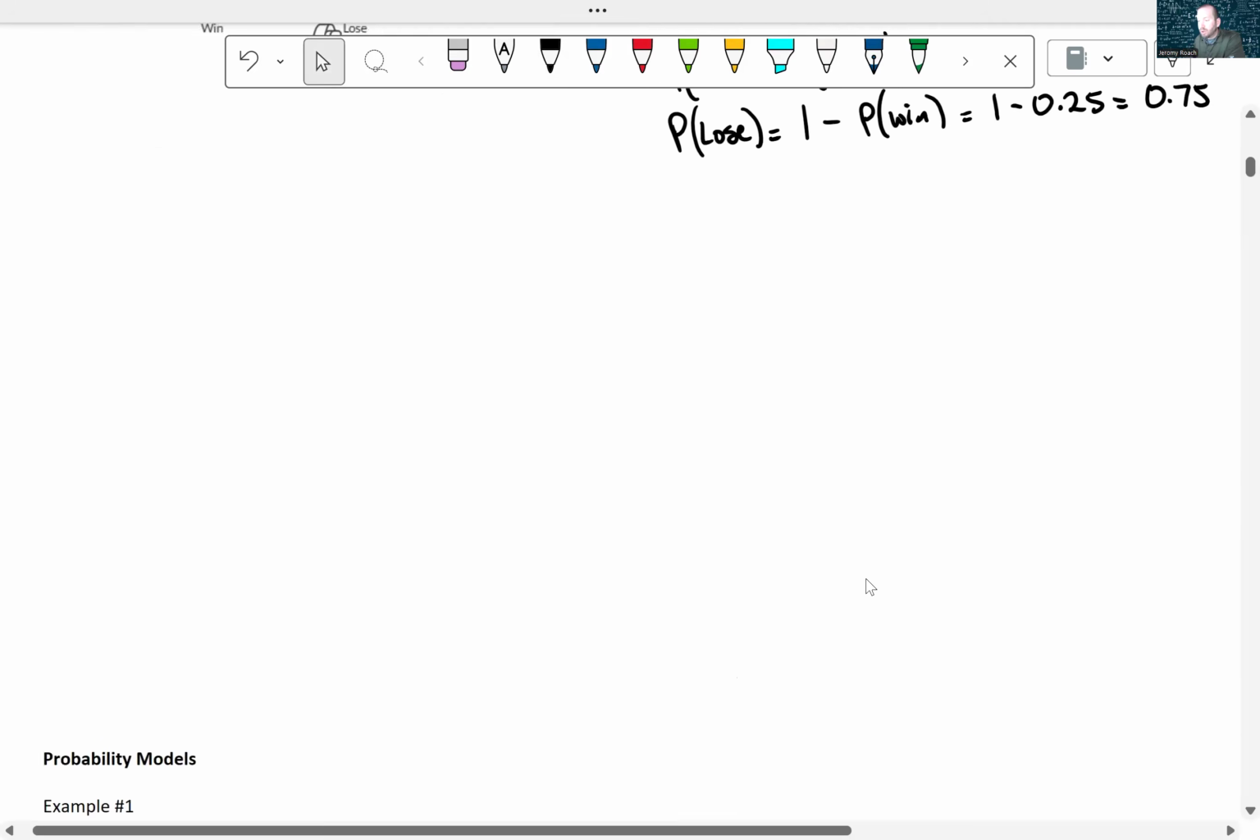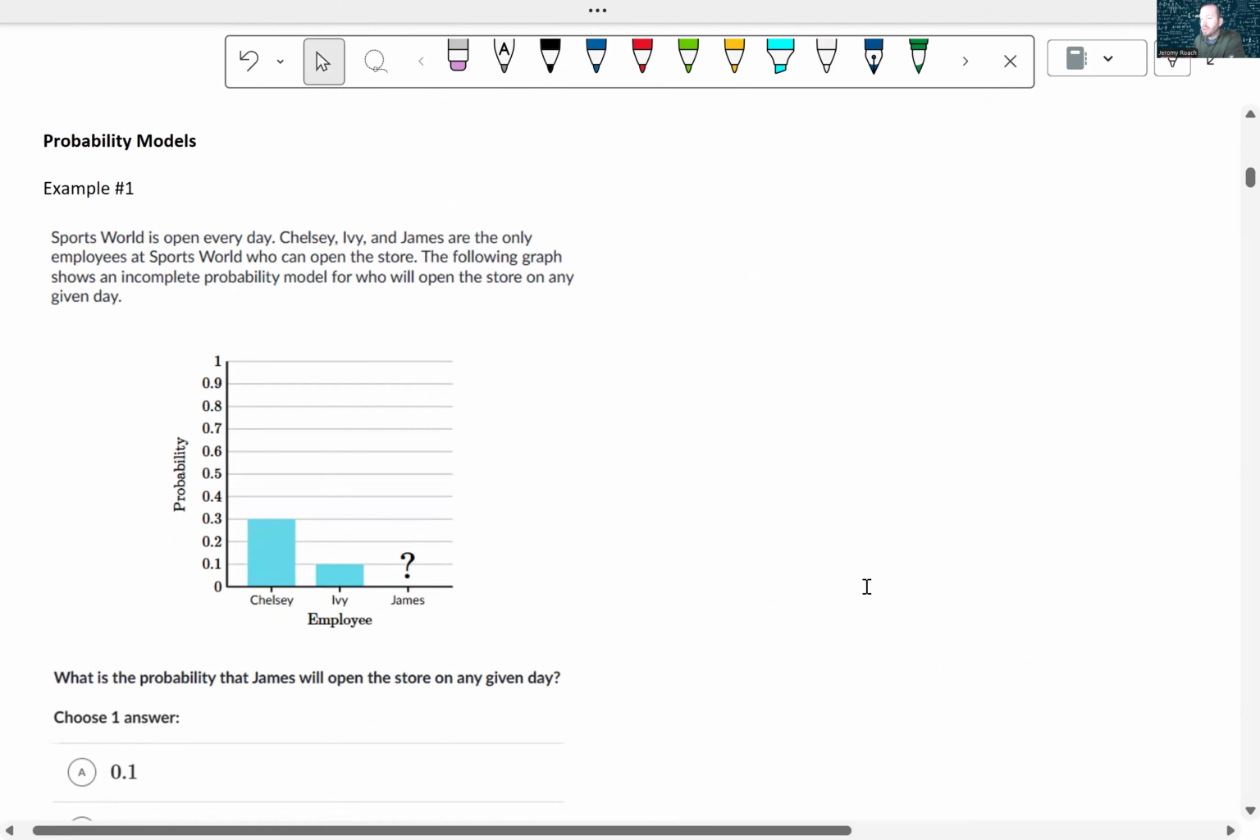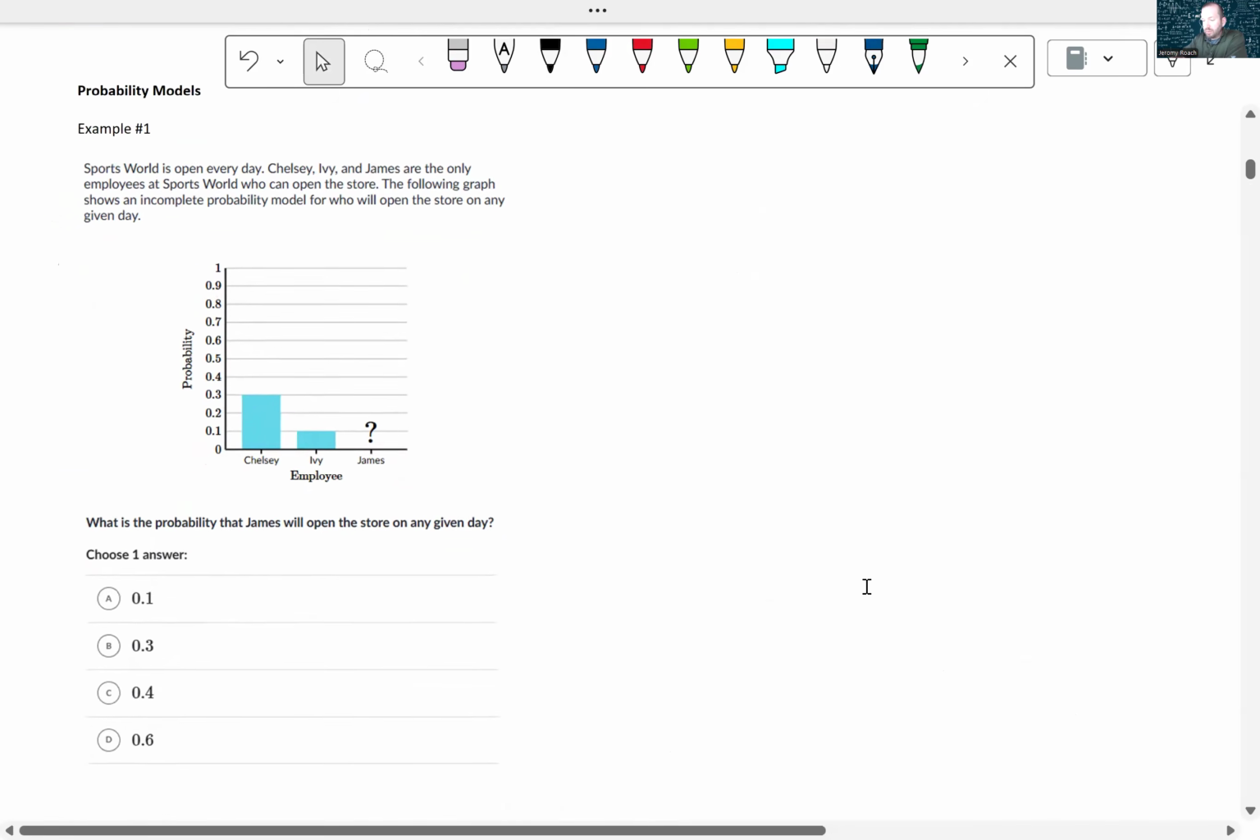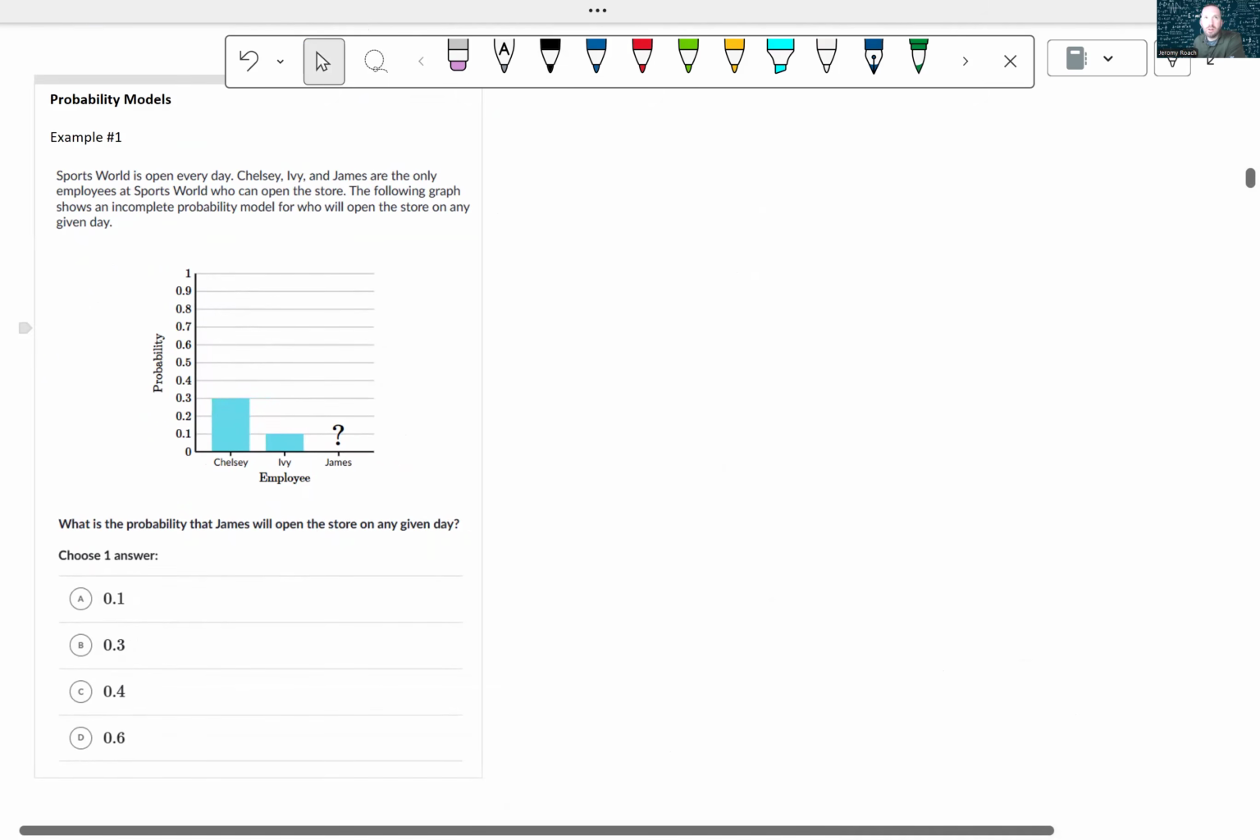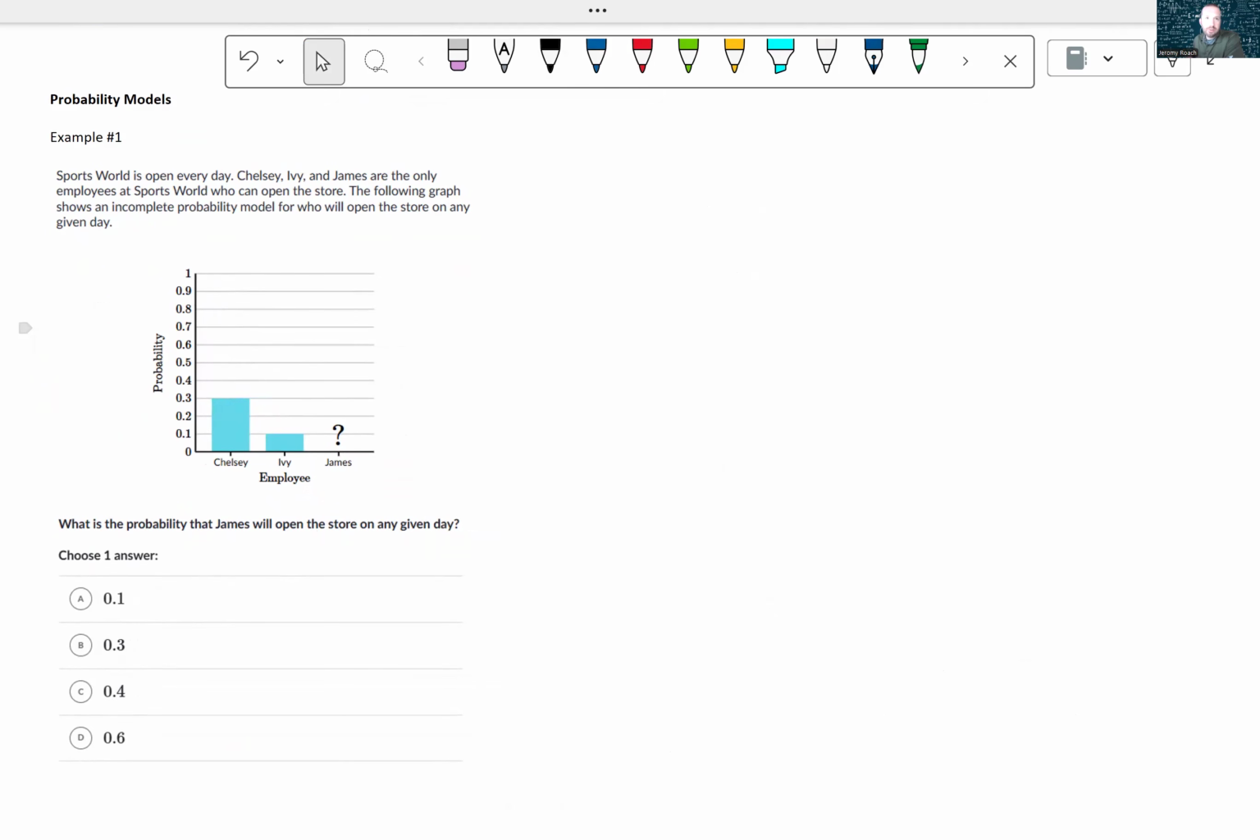All right, probability models. This next section's a little bit easier. Most of these, I think actually maybe all of these questions, we have to find a probability that adds to 1. So we have the probabilities of these 3 different employees here, and we're asked to find the probability that James will open the store on a given day. So it says that this is the probability that these 3 people will open the store. And we want to find the probability that James does.